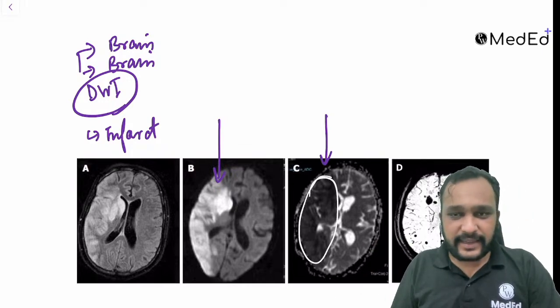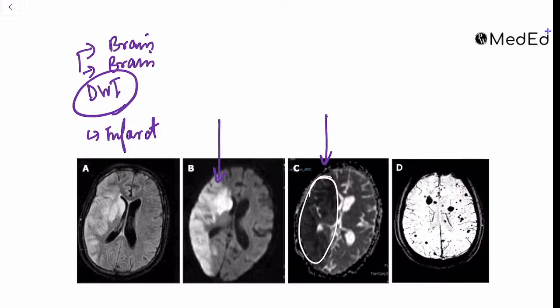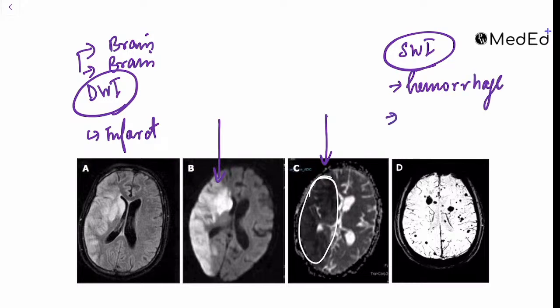And guys, the last image is a very important image. It is an SWI image, susceptibility weighted imaging, and it is used to look for any hemorrhage or any calcification. So if there is any subtle hemorrhage that you want to look for, or any calcification within the tumor, you are going to go for susceptibility weighted imaging.